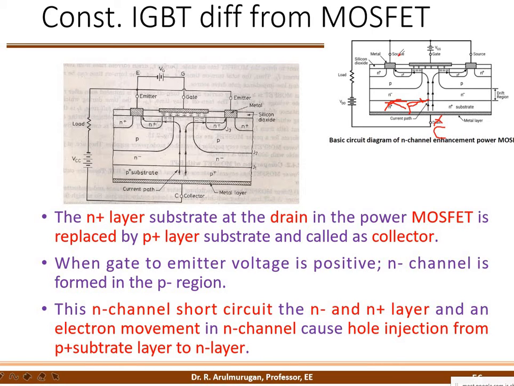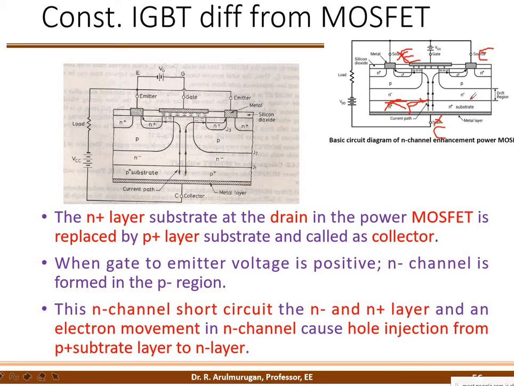That's all. The source terminal is replaced with the emitter terminal. So, emitter terminal. Yes. Now the IGBT construction is over. Okay, the construction part is over. Here the N minus layer is there, so the drift layer is there.